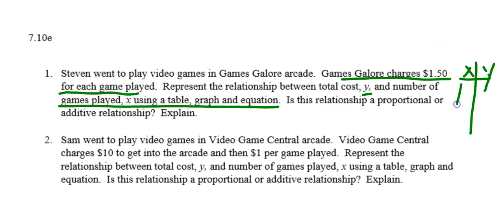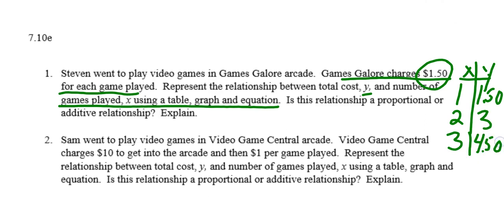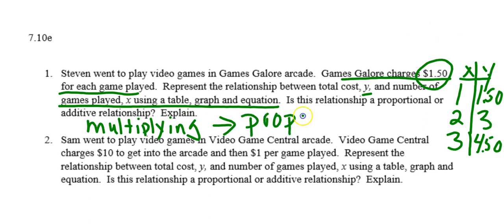So if he plays one game, it tells us it's $150 per game. So if it's one game, it's $150. Okay. If it's two games, what are we going to do? Well, we're going to multiply by $150. So 2 games would be $300. 3 games, we're going to multiply by $150 again. So 3 games are going to be $450. So what are we doing here? We're multiplying. So what type of relationship do we have? We're multiplying, so it's going to be proportional. And if we graphed this, we would see that it went through the origin.